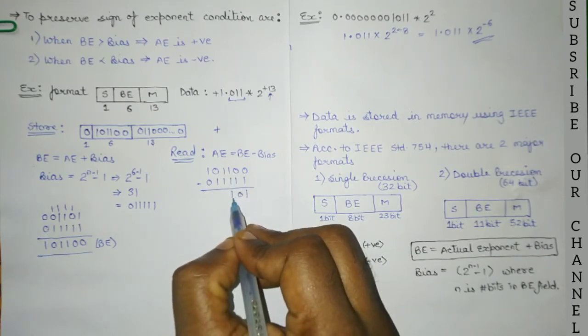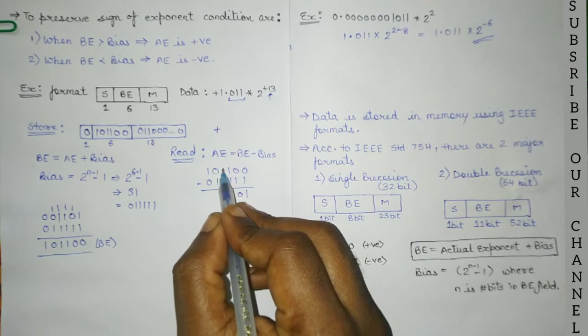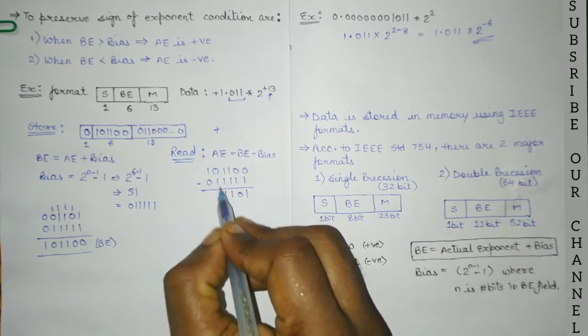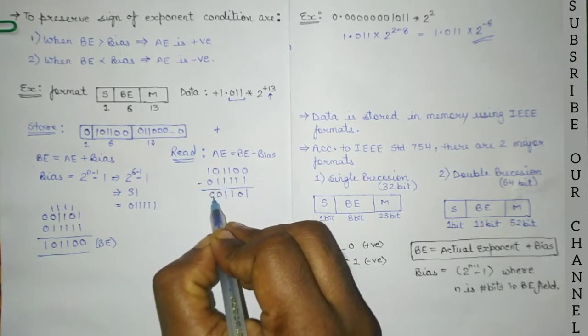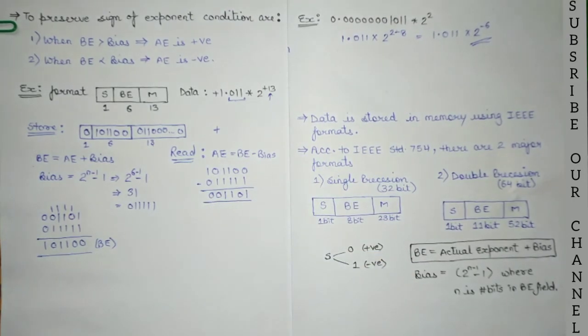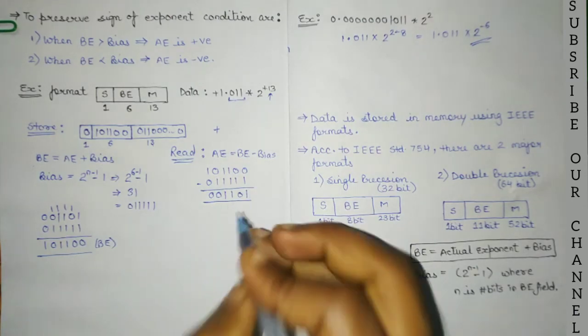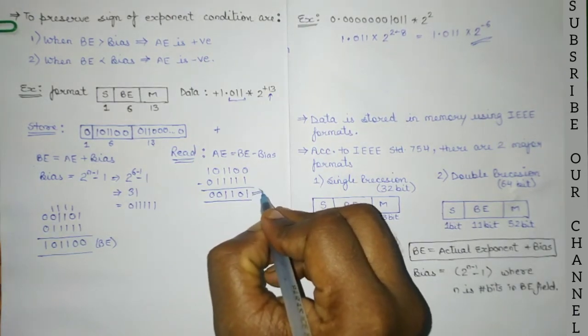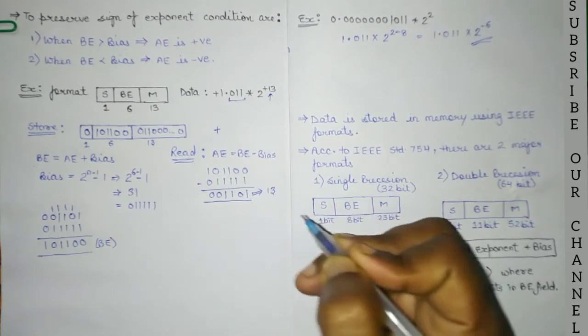2 minus 1 will be 1, and this will be 0. So here again 2 minus 1 will be 1, 1 minus 1 will be 0, 1 minus 1 will be 0. So I hope you know how to subtract it, because I already explained it in one of my previous videos, right? So if you work it out, you will get this value. So if you convert this to decimal, you will get 13, right?